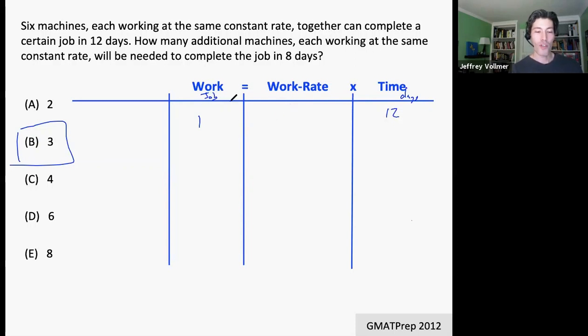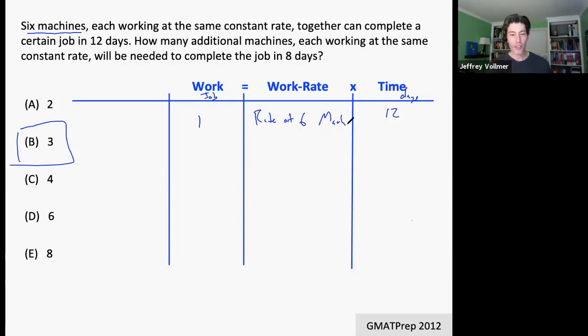Okay. We've got one job to do. Sorry, I'm looking at some questions in chat. We have 12 days to do it, and the work rate is, well, I don't know what the work rate is, but I'm going to call it the rate of 6 machines, because I've got 6 machines working.